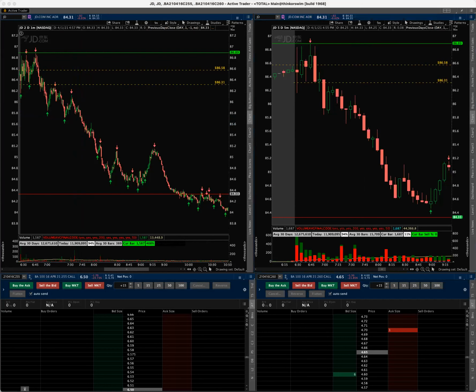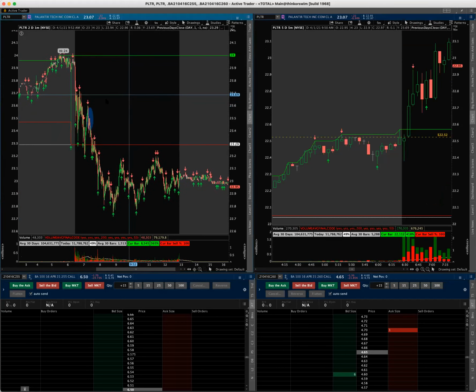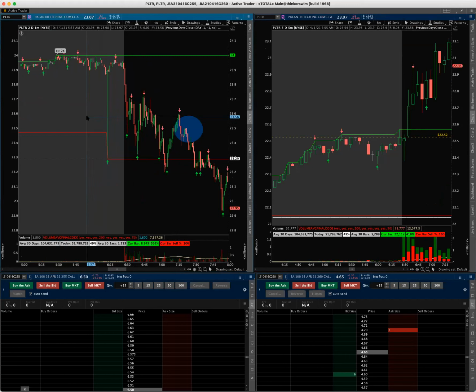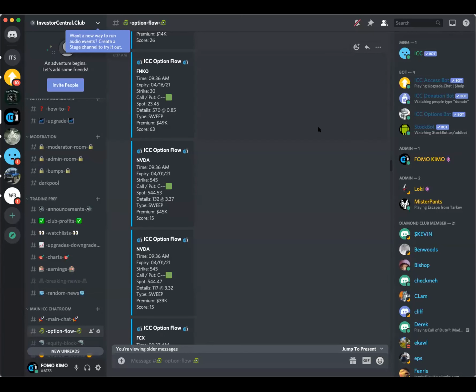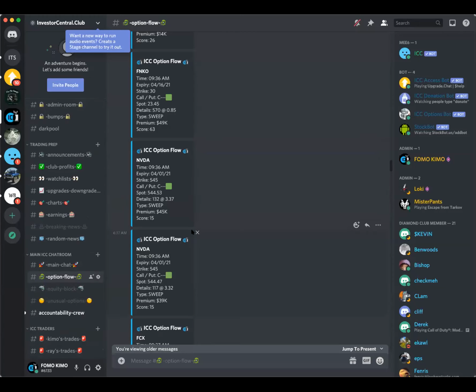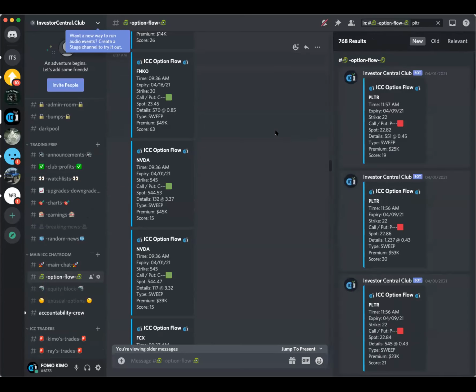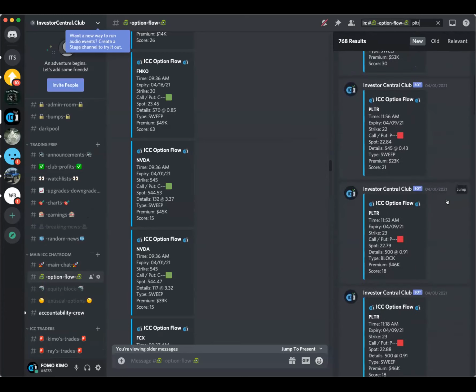For the next stock, guys, I want to show you Palantir. And again, this Palantir is going to be exact or similar to what we had in JD. Just to give you an idea as well, let me share the Discord with you. I'm going to go into my option flow channel, press Control F or Command F, and type in PLTR, because I want to scroll back and look at where we were on Thursday.